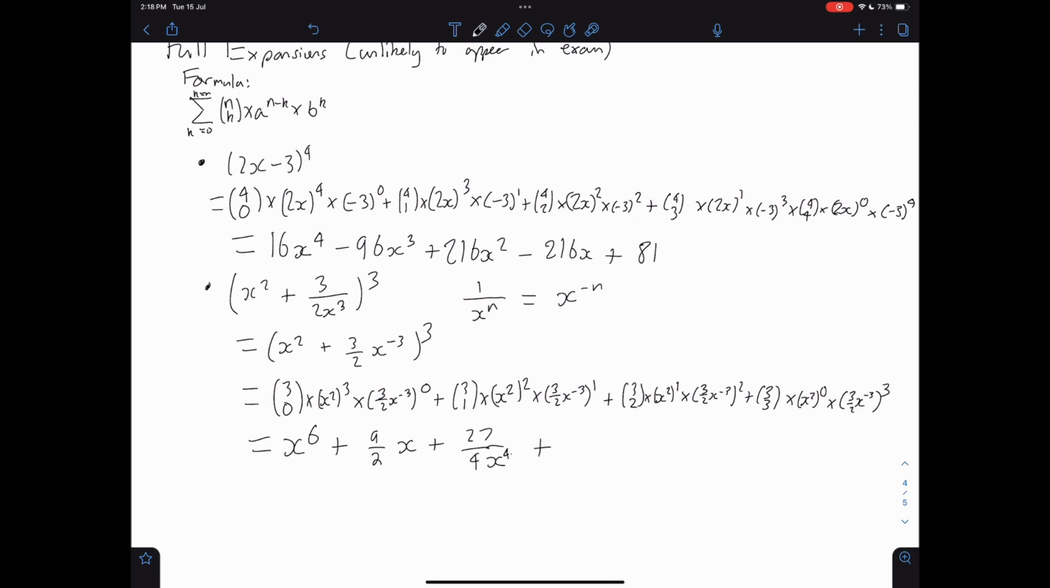Then for the last one, 3 choose 3 is 1. Multiply that by the thing to the power of 0, which is just going to be 1. So you end up with just 3 over 2 all cubed, so 27 over 8. And that's x to the power of minus 9. So you just put the 9 on the bottom in the denominator.